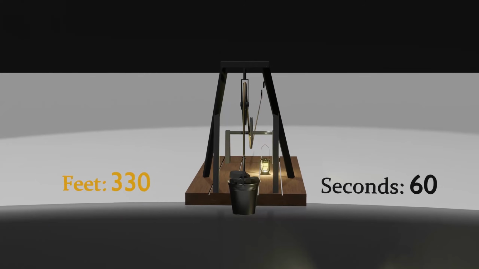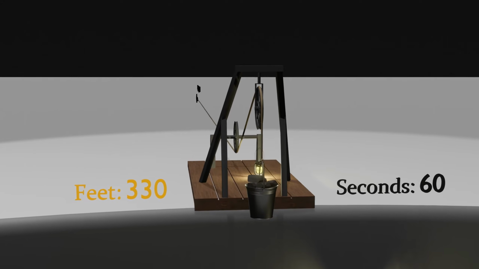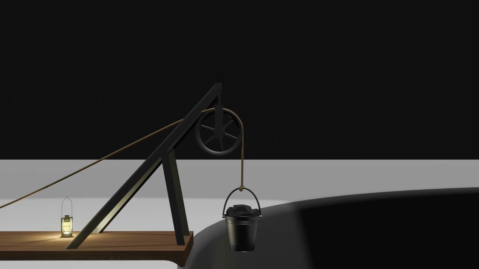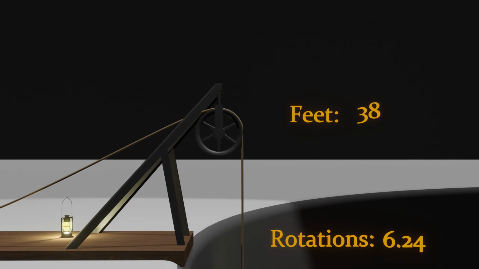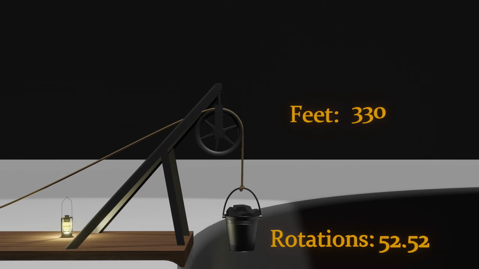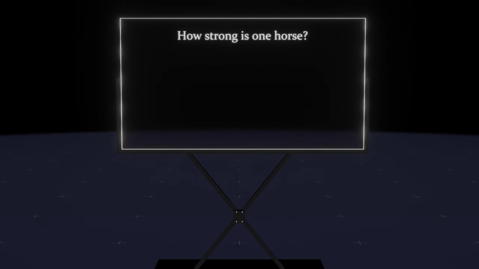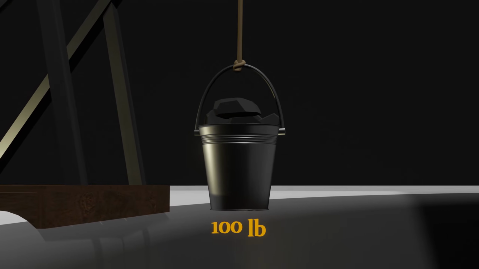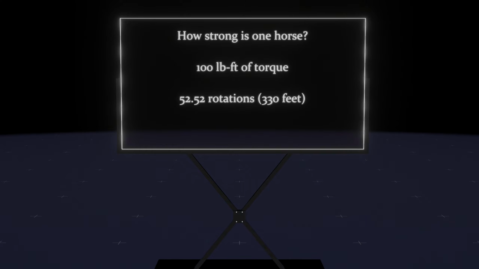After 1 minute, he discovered the 100-pound bucket was lifted 330 feet. Because the wheel doing the work had a radius of 1 foot, its circumference is 6.28 feet, meaning that to pull the weight 330 feet up, it had to rotate 52.52 times. And this is what he defined 1 horsepower as. 1 horsepower is able to pull at 100 pound-feet of torque, because the bucket was 100 pounds, through 52.52 rotations in 1 minute. Now, how would we create a formula from this?